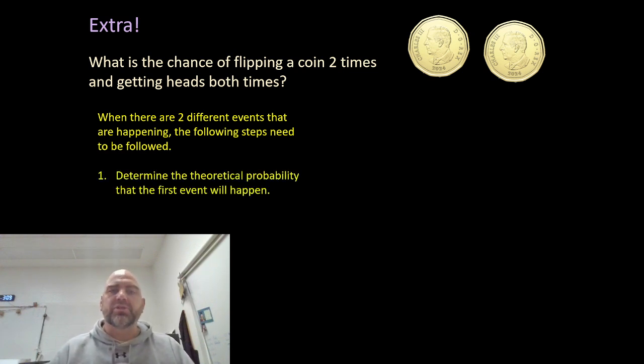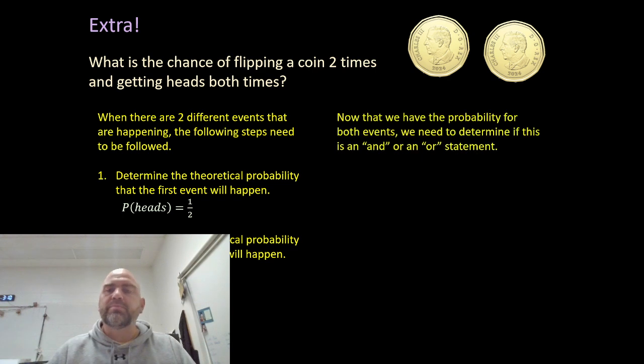Number one, we need to determine the theoretical probability that the first event is going to happen. In this case, our events are exactly the same, so it's not going to change anything. The first chance is that we get a heads, and the probability of getting a heads is 1/2. The second event is also looking for a heads, and that's also going to be 1/2. So in both cases, they are a 1 in 2 chance.